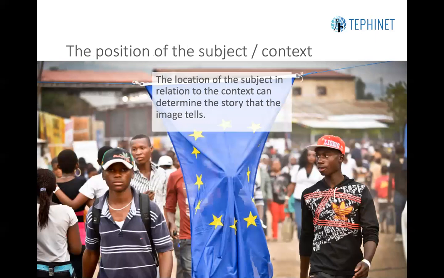So we're going to get into some very basic compositional elements here in thinking about ways to create images. The position of the subject and the context is important for how we tell stories. Often, as you'll see with this photograph, with the European Union flag in the center, we take photographs with the subject centered, but that is not the only option. The location of the subject in relation to the context can determine the story that the image tells, and can also make the image more provocative.